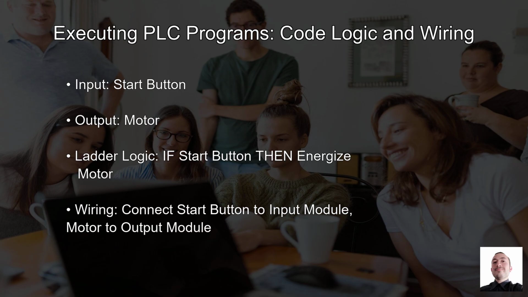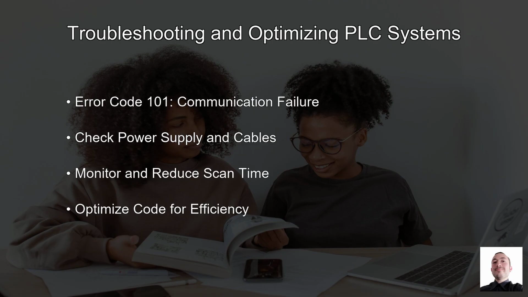To ensure your PLC systems run smoothly, let's dive into troubleshooting and optimization. First, when you encounter a system malfunction, start by checking the error logs. These logs are your first line of defense, providing specific error codes that point to the problem's origin. For instance, error code 101 typically indicates a communication failure between the PLC and the HMI. Next, verify all connections, especially the power supply and communication cables. Loose connections are a common issue.